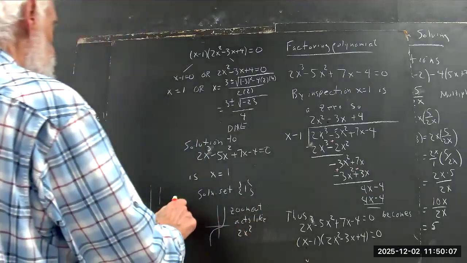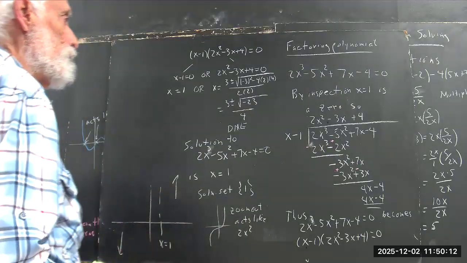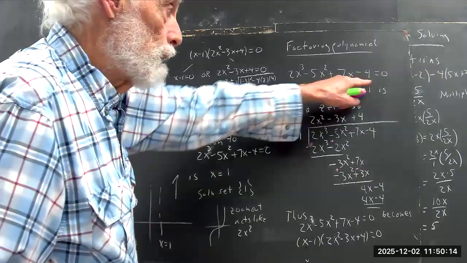It acts like 2x squared. So it's going to go up sharply here. It's going to go down sharply here. And the y-intercept is going to be at negative 4.